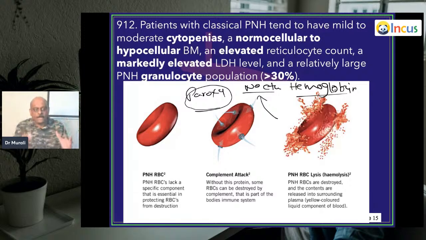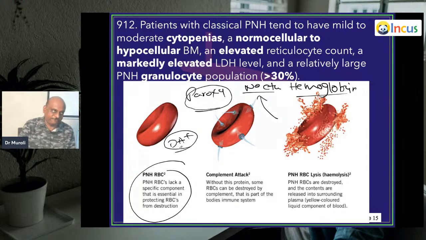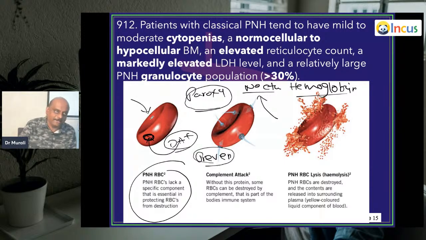What is the problem in paroxysmal nocturnal hemoglobinuria? Why is hemolysis happening? And why is it only happening in paroxysms? And why only in the night? Let us talk about it, right? Basically, there is something called decay accelerating factor, DAF. This DAF will be there on the RBC membrane. This DAF prevents the hemolysis of the RBC done by the complement.